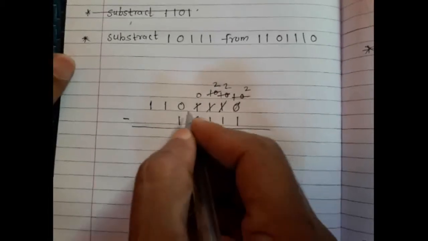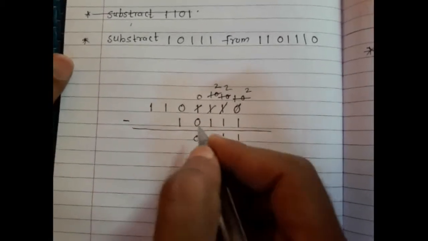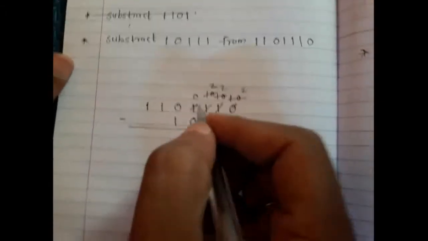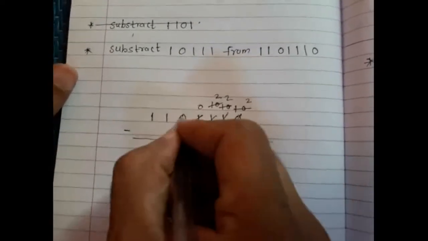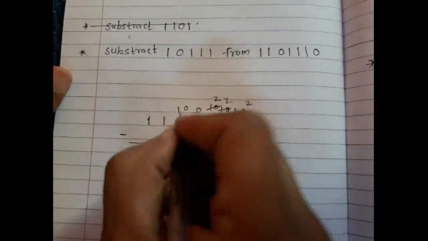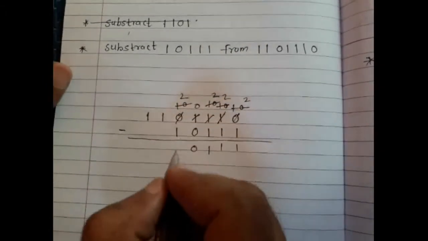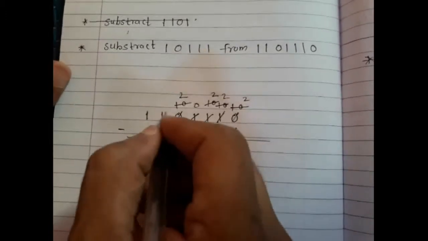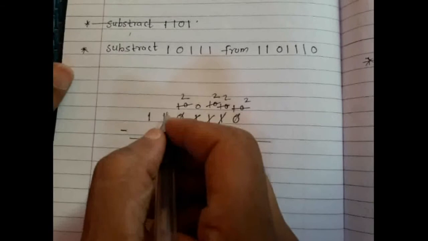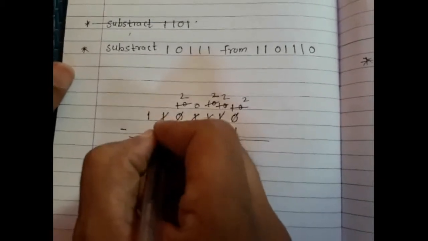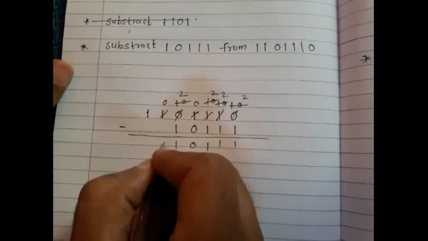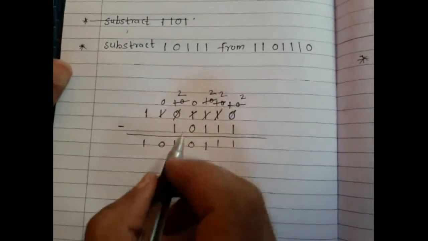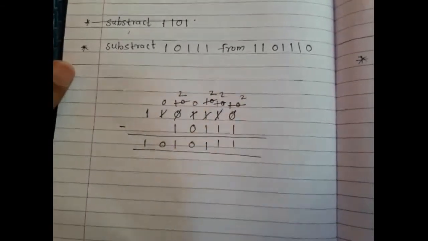Then afterwards 0 minus 1, borrow 1 from the right, it becomes 10. Then it becomes 2 by binary. Then 2 minus 1 is 1. Then we have to put here 0 as it is, 0 becomes 0, then 1 as it is, like this. This is the solution of this example.